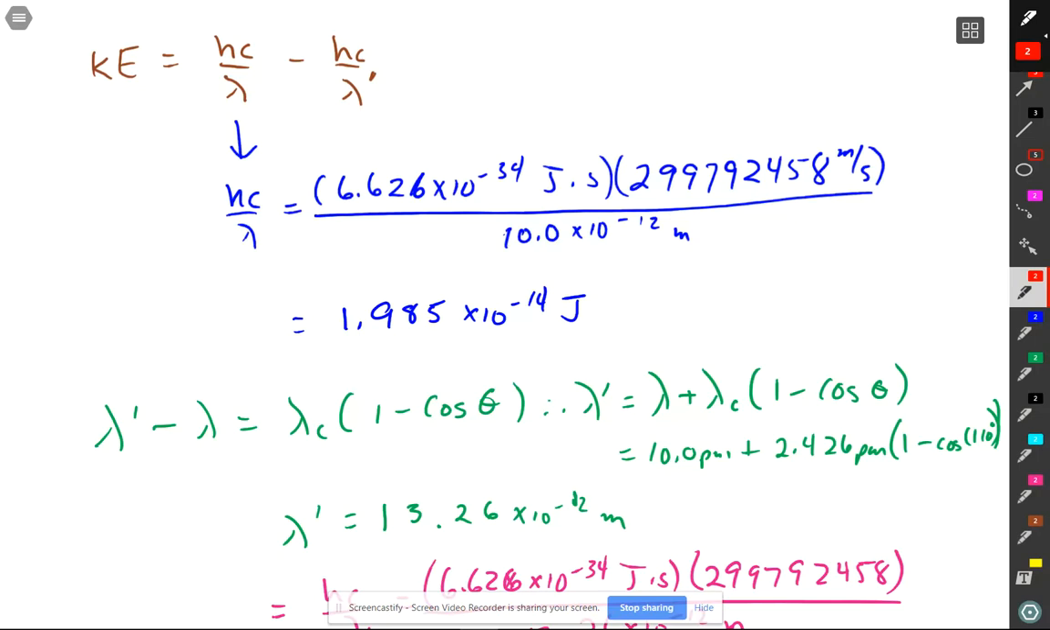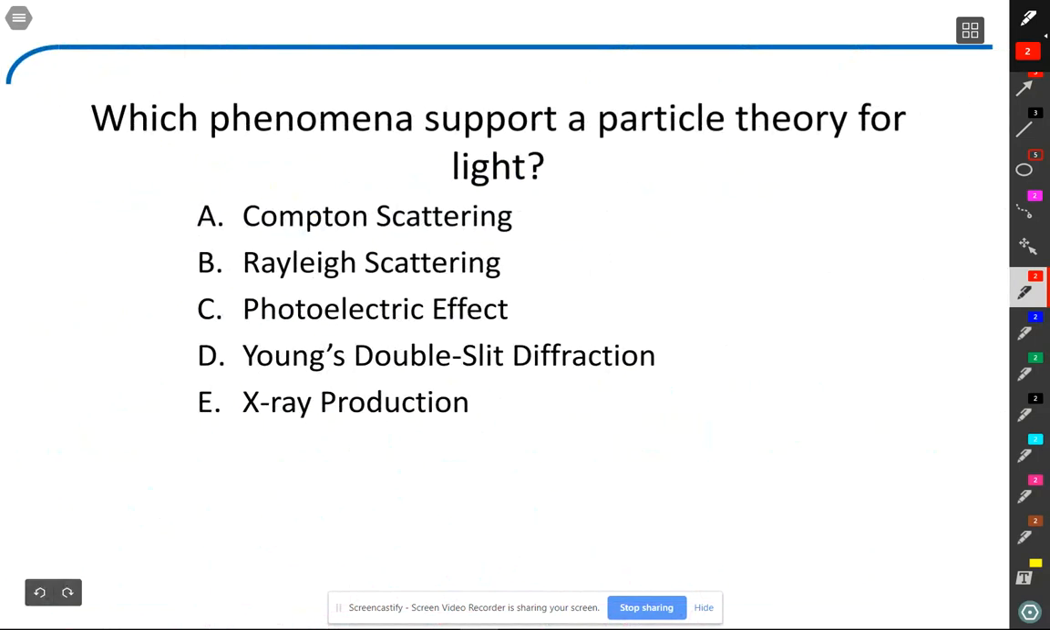Yeah, it probably would be in the synthesis category because you had to combine two ideas. All right. Now, almost finishing up the topic, which phenomena support a particle theory for light?